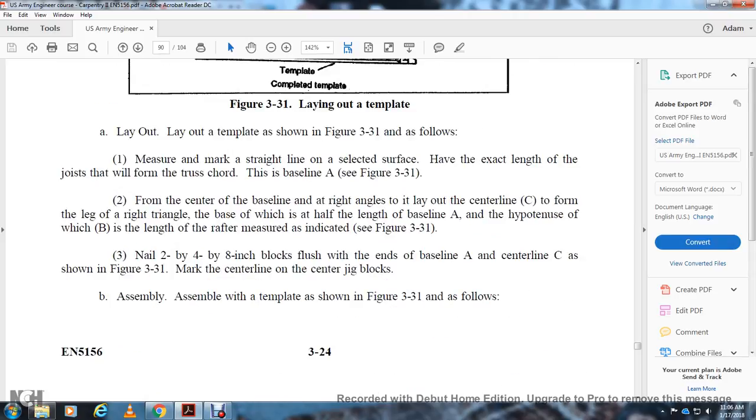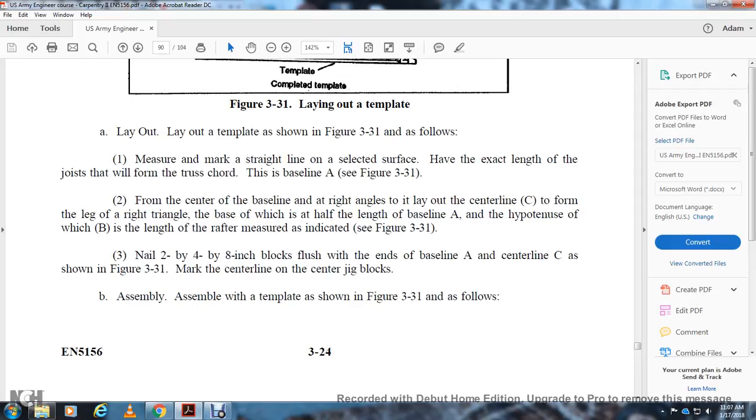For your layout on the template shown in figure 331, mark a straight line on the selected surface with the exact length of the joist. Form the truss cord with the baseline, and from the center of the baseline form a right angle layout with the center line. Form the leg of the right triangle with the base as half the length of baseline A, with the hypotenuse B being the length of the rafters, measured and indicated in figure 331.